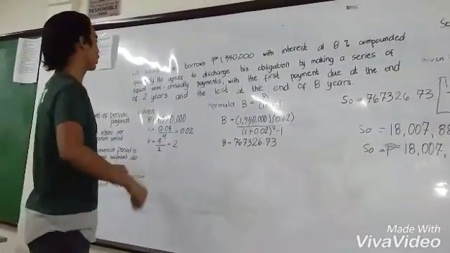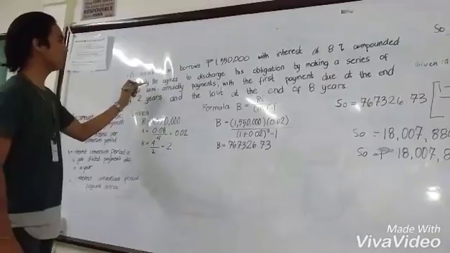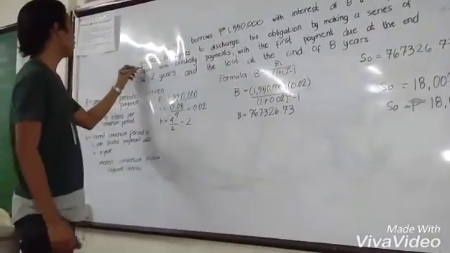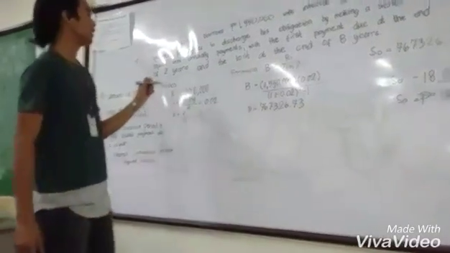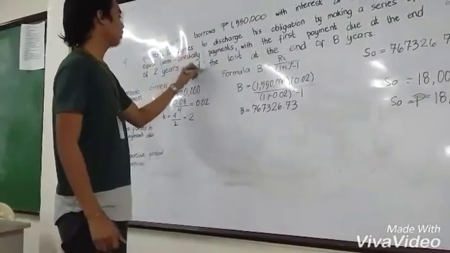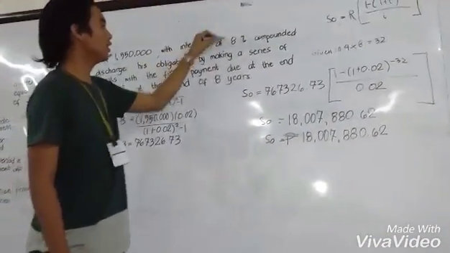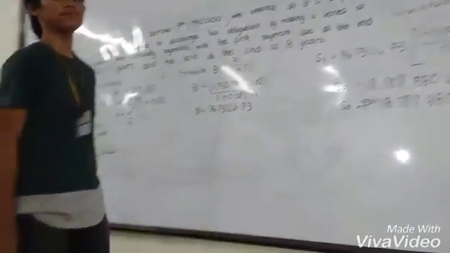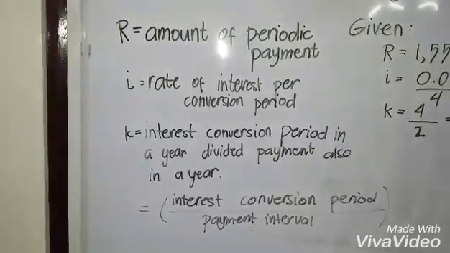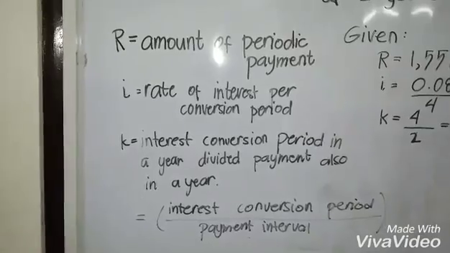Here are my pointers for this. It is said here that it is compounded quarterly, so that is 4, and semi-annually is 2. And then here are the givens.